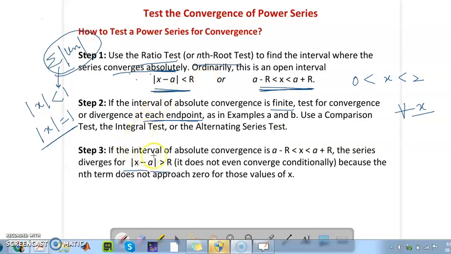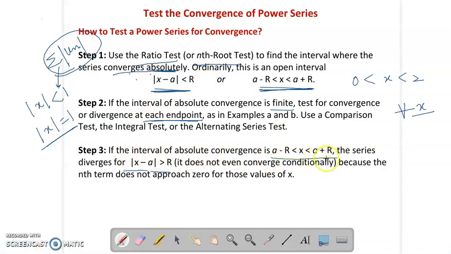Step 3 is, if the interval of absolute convergence is a minus r less than x less than a plus r, then the series diverges for mod of x minus a greater than r. It does not even converge conditionally. Why? In step 1, when you applied the ratio test, you took the ratio of two consecutive terms, and it turned out to be less than 1 for these values of x, when mod of x minus a is less than r. Now, if mod of x minus a is greater than r, the ratio will turn out to be a number greater than 1.